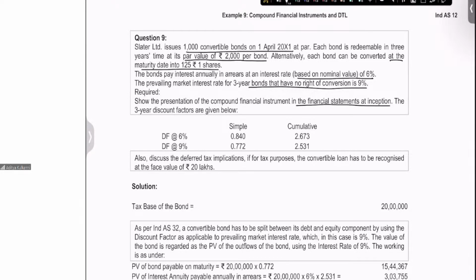The 3-year discounting factors are given below. Discounting factor at 6%, you are given simple as well as cumulative. And also discuss the deferred tax implications if for tax purposes the convertible loan has to be recognized at the face value of 20 lakhs. Okay, so it's a question you are familiar with. So tax base of the bond is 20 lakhs. No difficulty, no doubt about this.